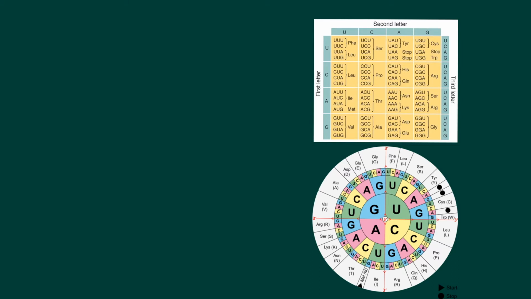So let's say we had a gene sequence, okay, and our gene sequence was TAC, AGA, ACC, and AGT. I've made this up. Obviously, genes are much longer than that, many more bases.